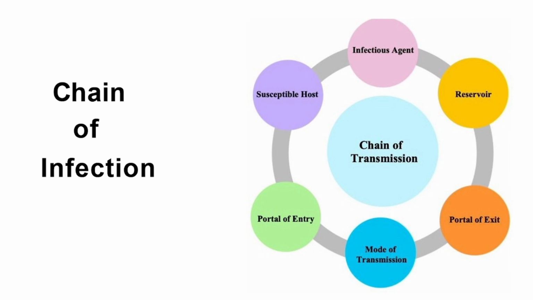What is chain of infection? As you can see in the display picture, there are six elements which are interconnected to one another. The first one is the infectious agent, then reservoir, portal of exit, mode of transmission, mode of entry, and susceptible host.